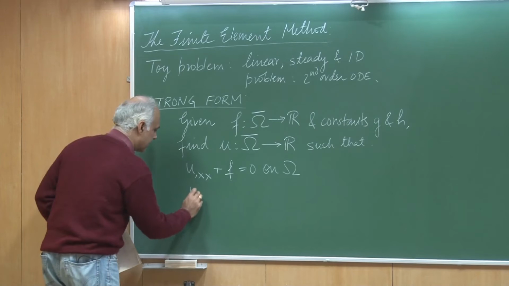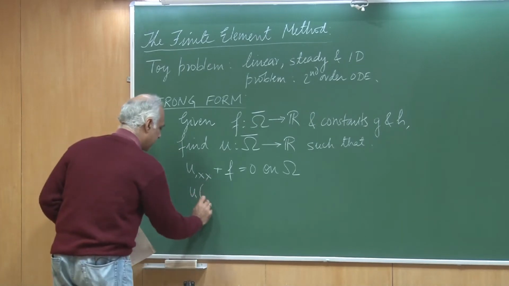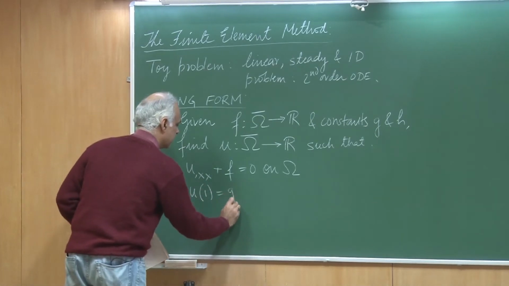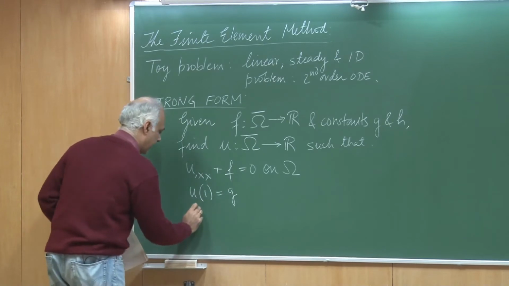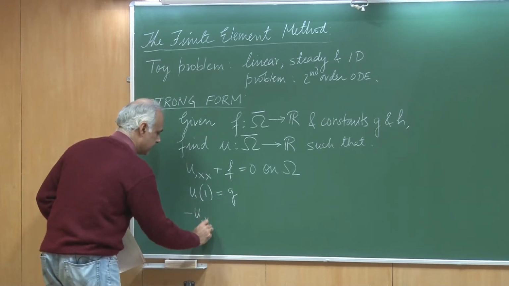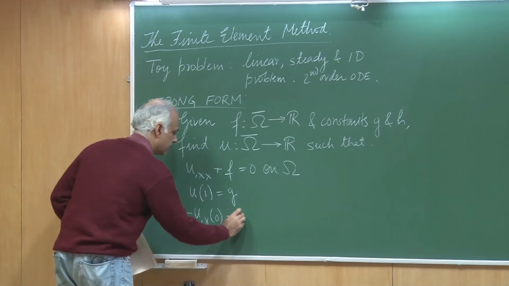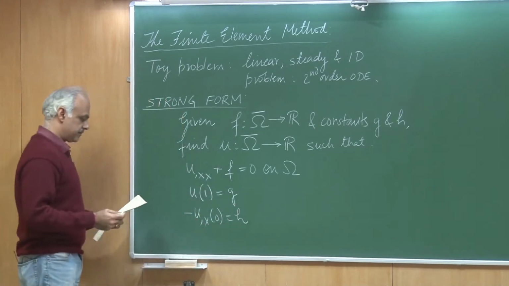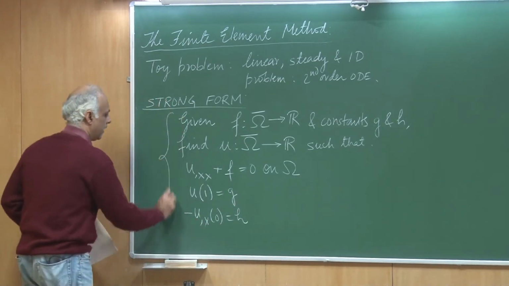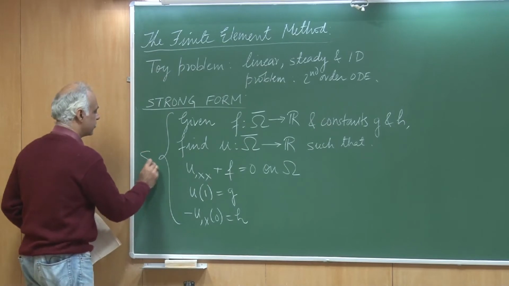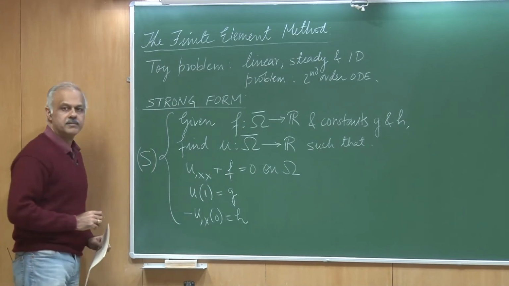One is a Dirichlet condition. So the Dirichlet condition is given as u(1) is g, and the other one is minus u comma x at 0 equal to h. I am going to label this as the strong form of the problem.